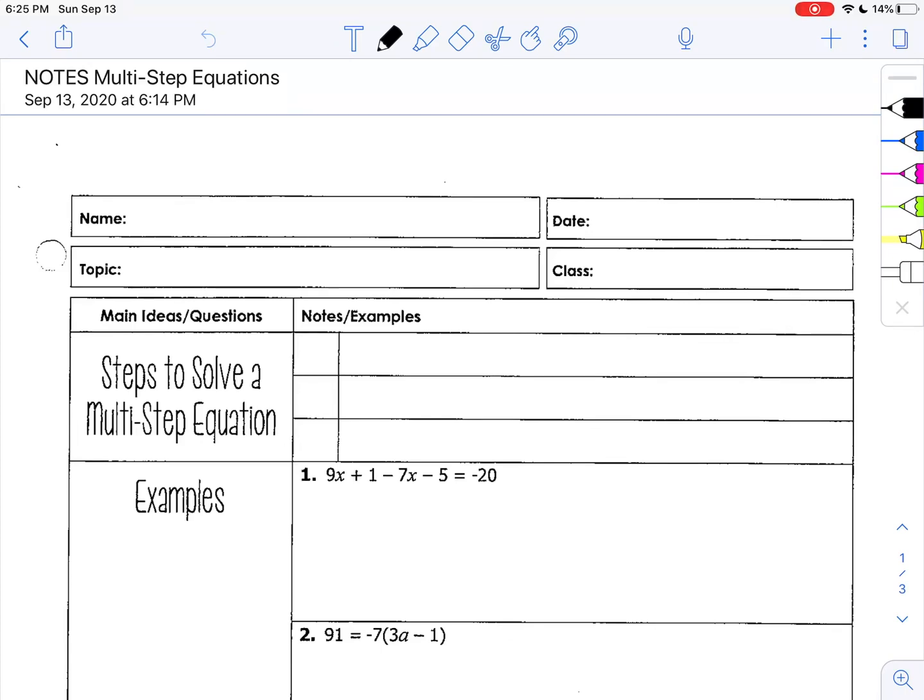In this lesson, we are going to take what we know about solving 1- and 2-step equations to solve multi-step equations. In order to solve multi-step equations, we must first simplify the equation. And remember, to simplify an equation, we first complete the distributive property.